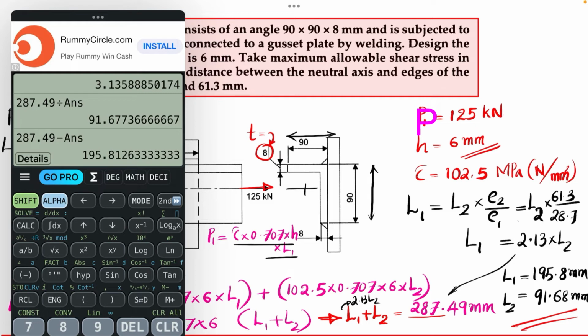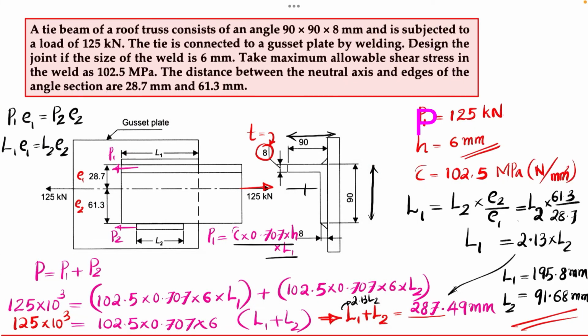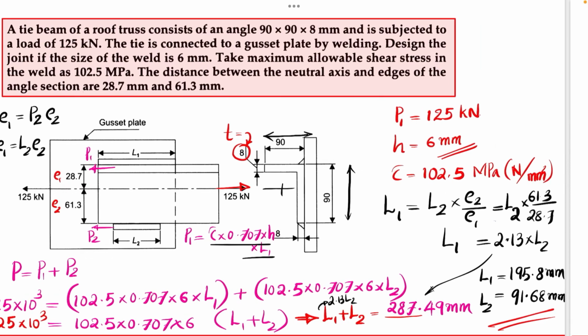So these are the answers for this problem: the values of L1 and L2, which are the welds provided at the top and bottom. So this is the answer for this problem. This is the way to solve for the weld size or the weld length provided at the top and bottom. And next we will see another problem.